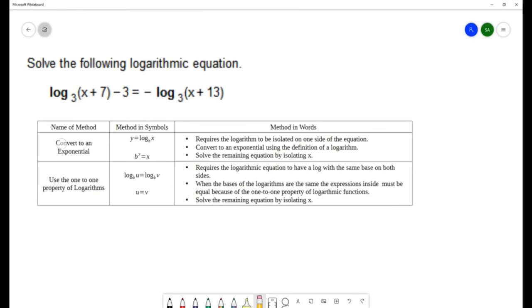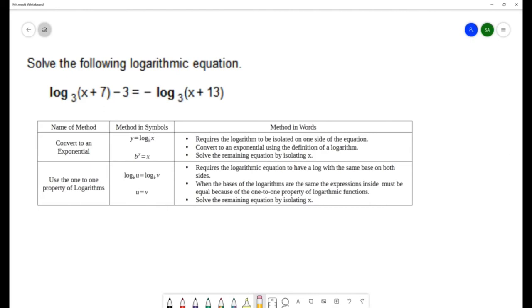One of the methods is to convert to an exponential. When you convert to an exponential, you typically will have the log only on one side of the equation, and you use the definition of the log to convert it to an exponential equation. So the base of the log becomes the base of the exponent. The log equals the exponent, and the exponential expression equals the value inside of the log.